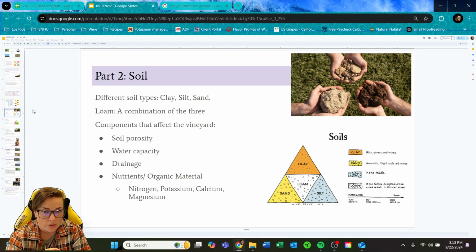So part 2 is soil. And to break it down in very simple terms, there's different types of soil. There's clay, silt, and sand. Loam is a combination of those 3 different soil types. And this can affect your vineyard in lots of ways.